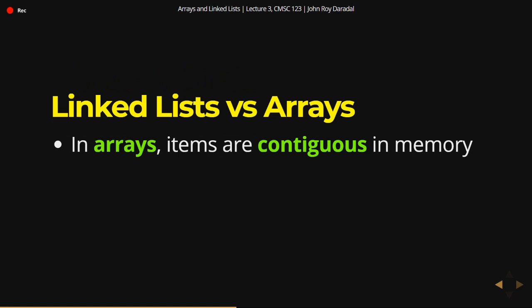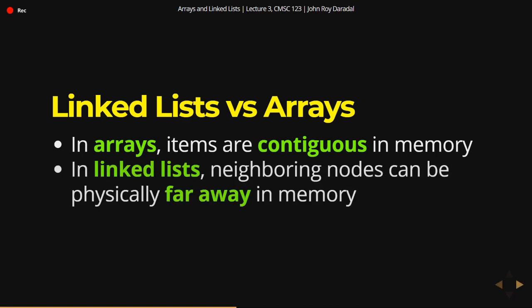Now, in arrays, items are contiguous in memory, or they are side by side physically in memory. However, in linked lists, neighboring nodes can be physically far away in memory, but they just have a reference or a link to each other, so we could actually think that they are side by side as well. But physically in memory, they could be far away.